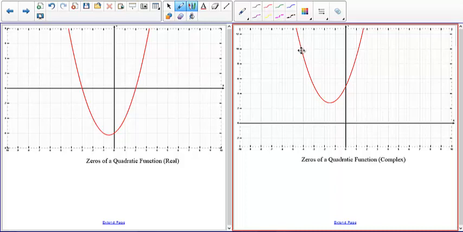Or you might, if the parabola is like this, then you have zeros, but they are complex, meaning there's a real and an imaginary part to them. Knowing the complex roots doesn't help you find anything as far as graphing is concerned, because graphing is only dealing with real stuff.